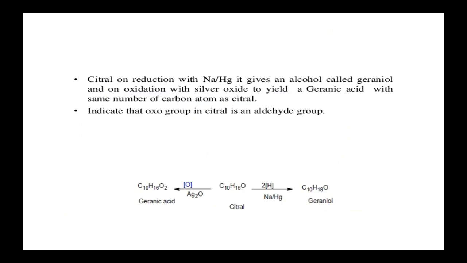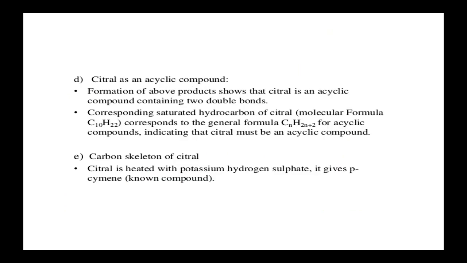And citral on reduction with sodium in the presence of mercury gives an alcohol called geraniol. On oxidation with silver oxide it yields geranic acid, with the same number of carbon atoms as citral. It indicates the oxo group in citral is an aldehyde group. So this reaction is the confirmation that it is an aldehyde group.